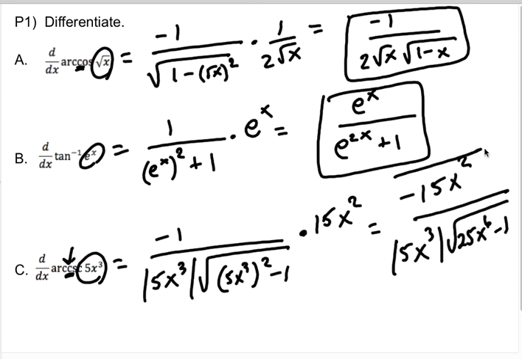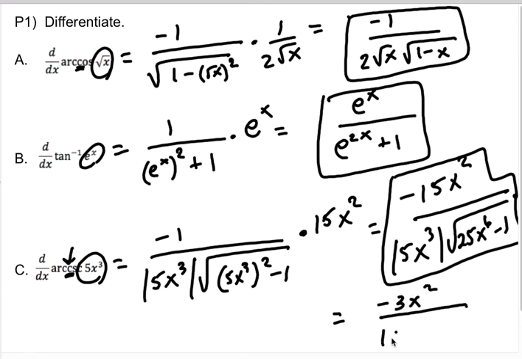Now, this answer is fine. You can factor the 5 out of the absolute value because it's a positive 5. So if you wanted, you might see this answer as a negative 3x squared over the absolute value of x cubed, square root of 25x to the 6th minus 1. You might see that too, or a similar variation. Remember, you don't have to have every possible answer. You just have to be able to look at answers that are presented to you, take a deep breath, and see if one of them matches your answer.